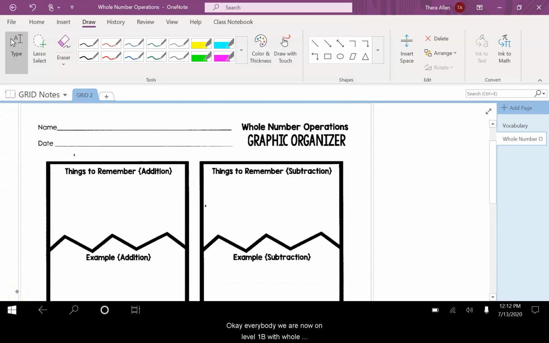Okay, everybody, we are now on level 1B with whole number operations. This is just a quick reminder of how to add, subtract, multiply, and divide with whole numbers.